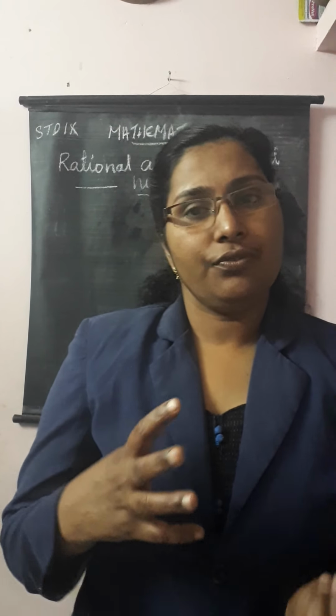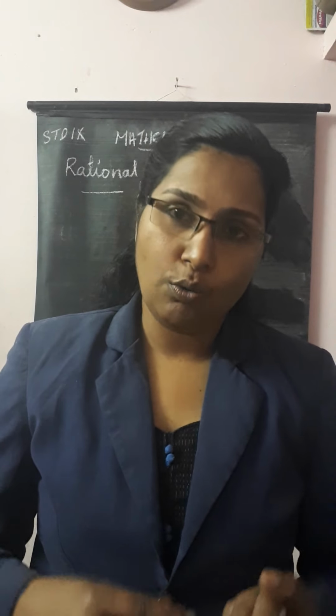Today we are going to discuss a new chapter, rational and irrational numbers. We know many different types of numbers: counting numbers, whole numbers, fractional numbers. Today we are going to discuss rational numbers, which are always connected with fractional numbers. What do you mean by fraction?